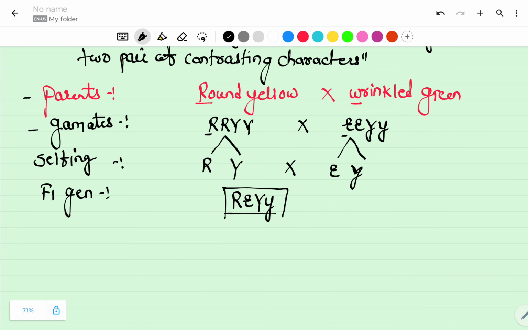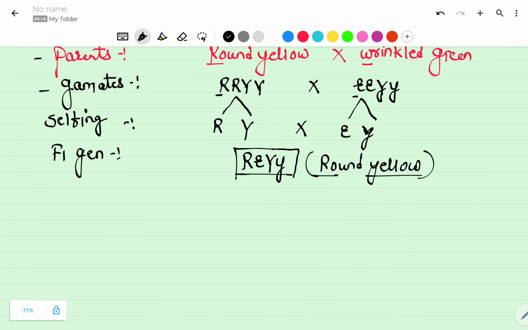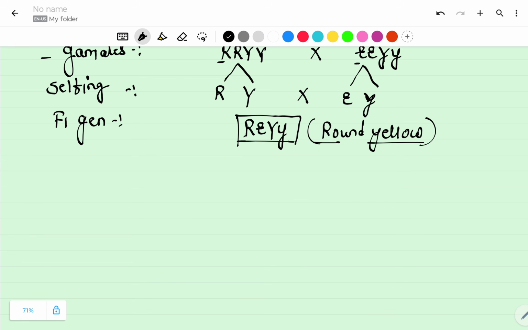And what name do we give this? Since the initial letters are capital, these are the dominant characters, so we give the name round yellow. Why? Because the initial letters are capital. Now we again select this round yellow plant.